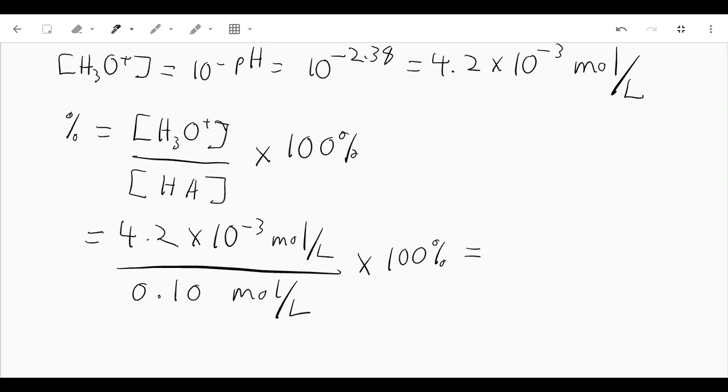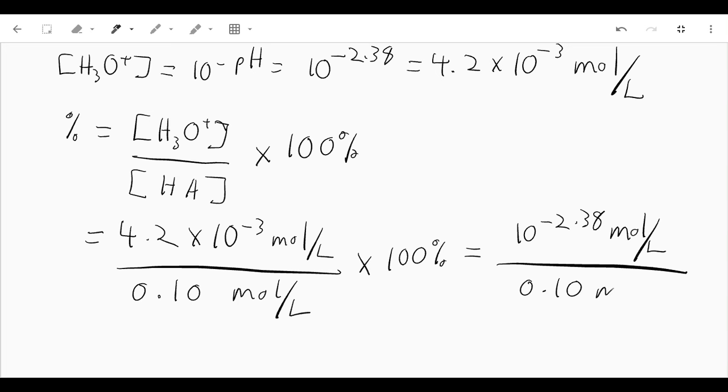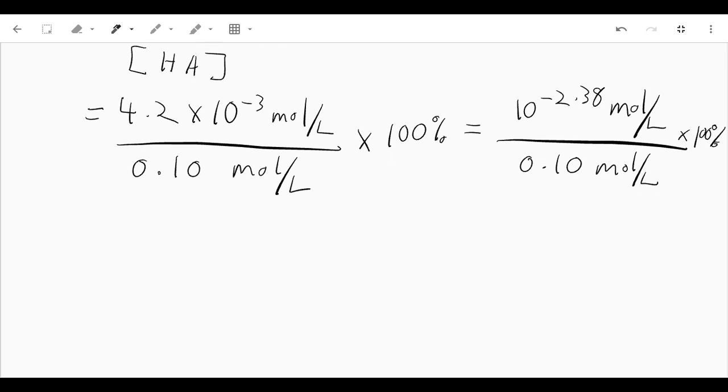Like I was just saying, you could also simplify this a little bit by doing 10 to the power of negative 2.38 moles per liter over the initial concentration. And of course, times 100. That can save you a little bit of time if you find that you're getting crunched. This is going to give us, of course, a 4.2% ionization rate.